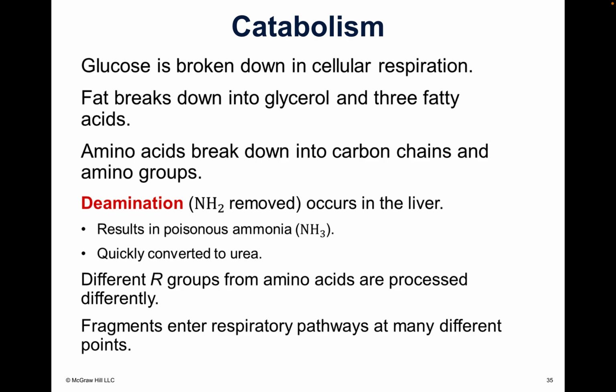Going deeper into catabolism, glucose is broken down in cellular respiration through glycolysis, prep, the citric acid cycle, things like that. Fat breaks down into glycerol and 3 fatty acids. Proteins break down into amino acids and carbon chains. Deamination, where NH2 is removed, happens in the liver. Your liver makes urea. I'm trying to see if I want y'all to know this or not. So know these top 3 lines: in catabolism, glucose is broken down in cellular respiration, fat breaks down into glycerol and 3 fatty acids, and amino acids break down into carbon chains.